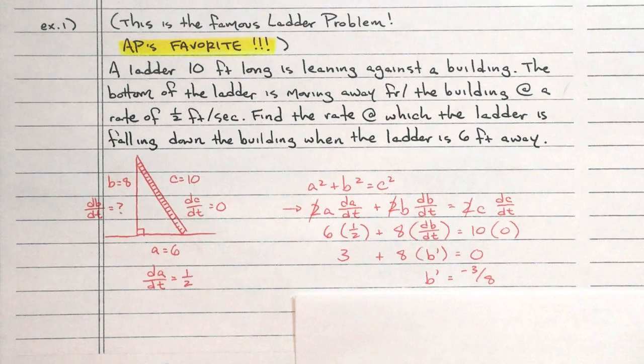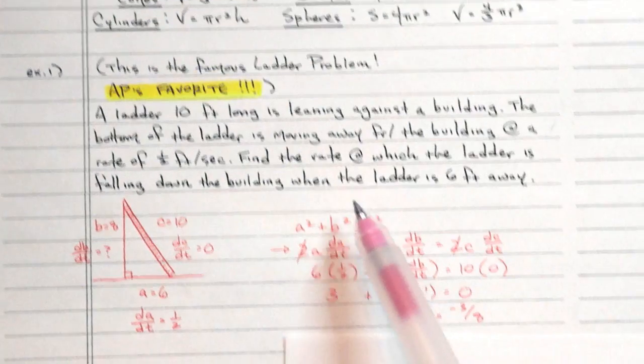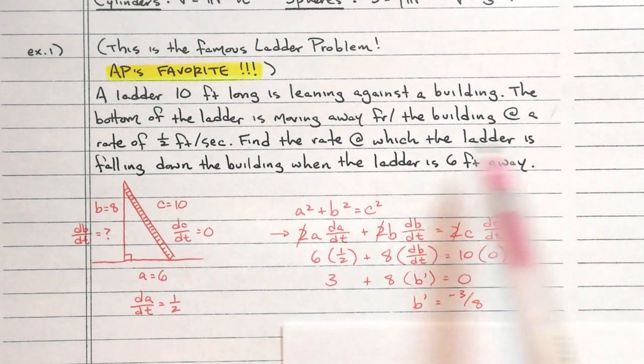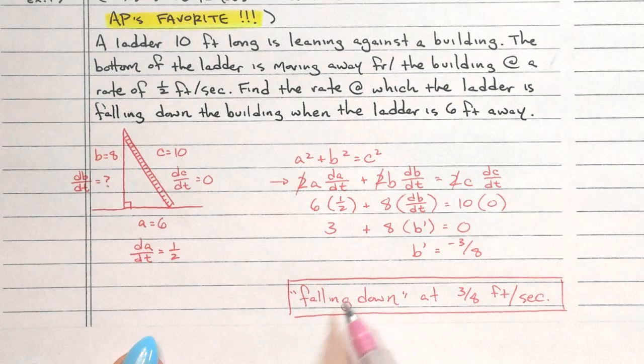But then we have to answer the question, because that's the last part here. It says, answer the question. So the question is, find the rate at which the ladder is falling down. What rate is the ladder falling down? The ladder is falling down at this positive rate. And you have to write the whole thing. So 3/8 feet per second.